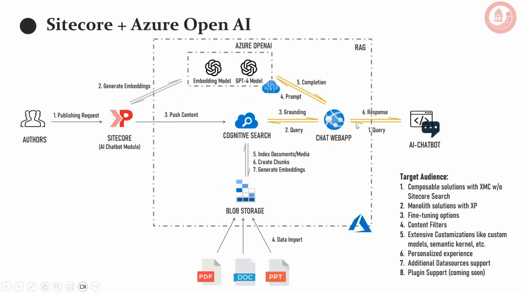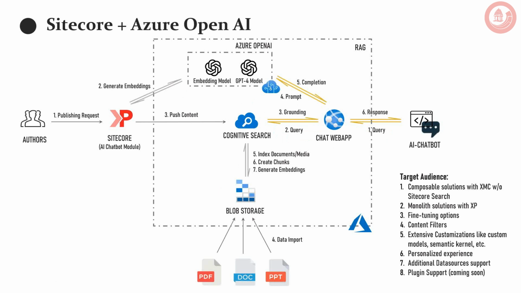So when the user sends the query, it comes to the chat web app. The chat web app converts that into embeddings, and then pushes that embedding into the cognitive search. The cognitive search finds the documents which are the closest match for those embeddings. Let's say it has thousands of documents; it will find maybe 5 documents closest to that, and those 5 documents will be sent back. So that is called grounding.